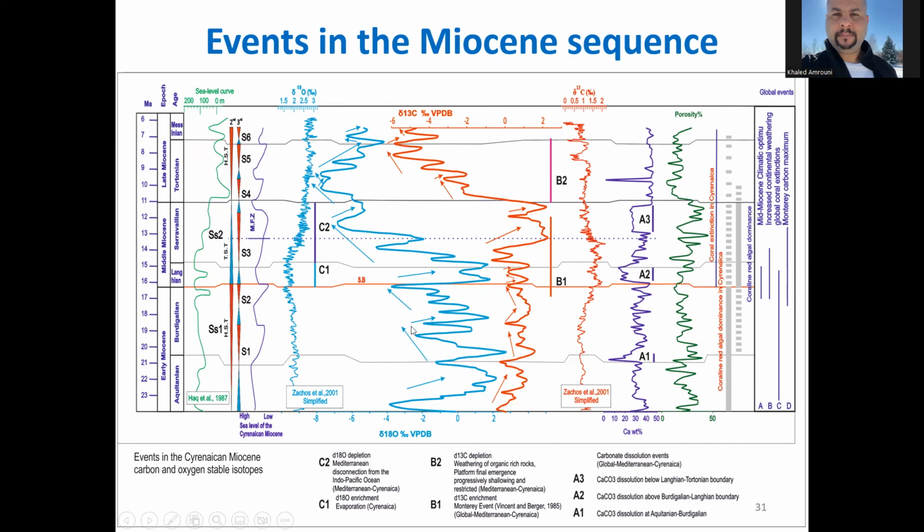Also, if we look at the oxygen stable isotope in the middle Miocene, there is enrichment, which is a local event in the Mediterranean, local evaporation. And at the end of the middle Miocene, we find depletion in the oxygen due to the complete disconnection of the Mediterranean from the Indo-Pacific Ocean.